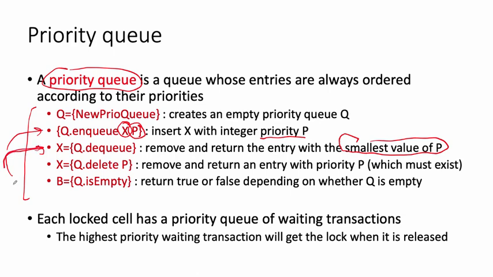I have a few other things. I enqueue, I dequeue, I have a delete operation. I can also remove an entry from the middle, remove an entry with priority P. Maybe that's because sometimes I have to actually remove a transaction in the middle. And also I have to check whether it's empty or not. So each locked cell, each cell that's being used by a transaction, has a queue of waiting transactions, but it's a priority queue. So that's it. I'm not going to show you the code. This gives you an idea how it works.